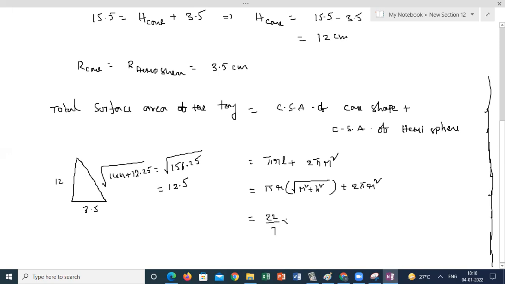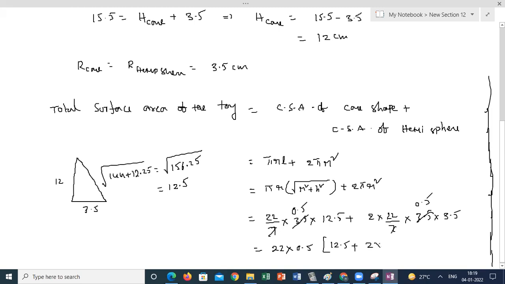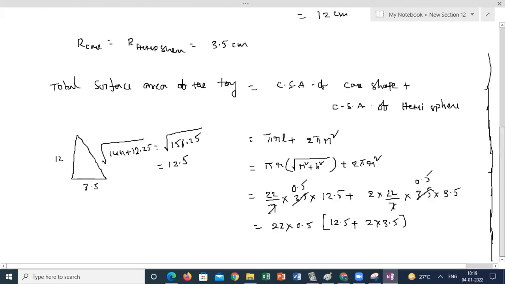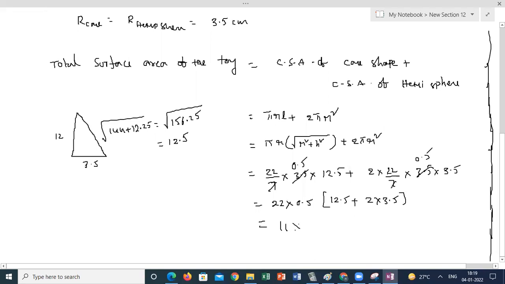So 22 by 7 into 3.5 into 12.5, plus 2 pi r square is the CSA. So 2 into 22 by 7 into 3.5 into 3.5. So I can cancel. This is 0.5 times. So I can take 22 into 0.5 as common. If I take 22 into 0.5 common, 12.5 plus 2 into 3.5.